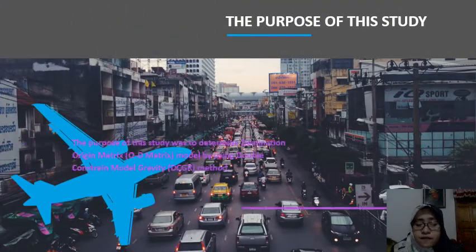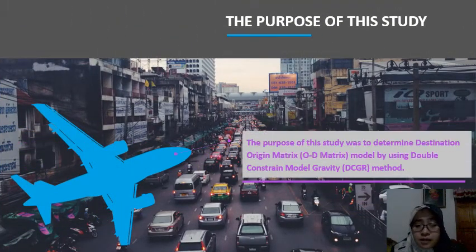The purpose of this study was to determine the origin-destination matrix, or what we call the OD matrix, model by using the double constraint gravity model, DCGR method.